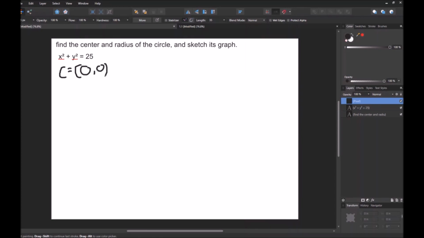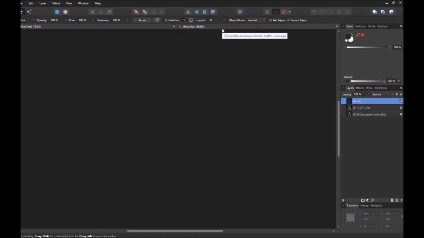And in order to find the radius, we're just going to take the square root of this number right here. So the square root of 25 is just 5. And you might be thinking to yourself, why don't you write it as plus or minus 5? Well, the reason it can only be a positive 5 is because the radius is a distance, and you cannot have a negative distance. So now let's sketch the graph.